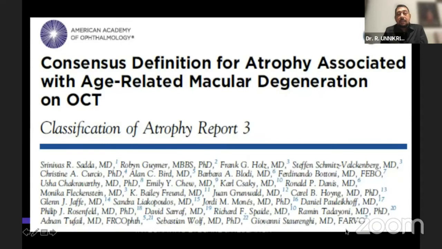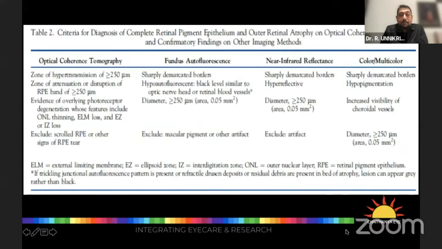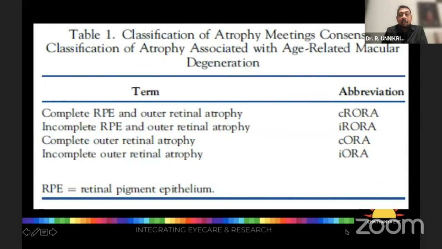And this is a seminal study of a consensus group to define one of the simplest things we think, that is, what atrophy is. It is report number 3, in which OCT, fundus autofluorescence, near infrared reflectance and multicolor have been used to define what we understand as atrophy. And the terms introduced are CRORA, or complete RPE and outer retinal atrophy, IRORA, incomplete RPE and outer retinal atrophy, cRORA, and iRORA.